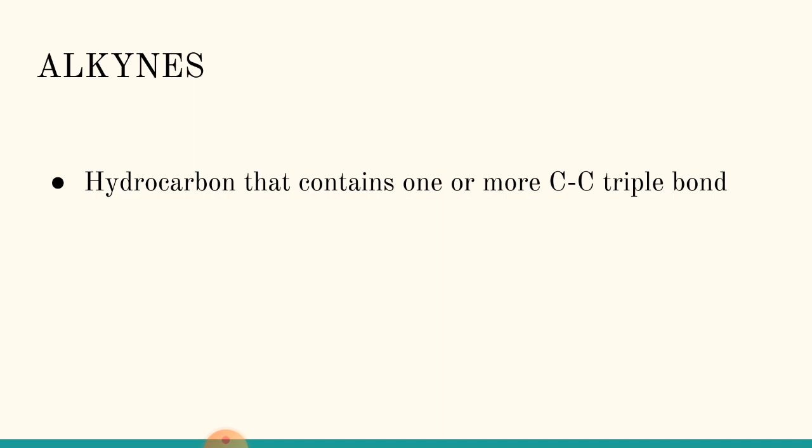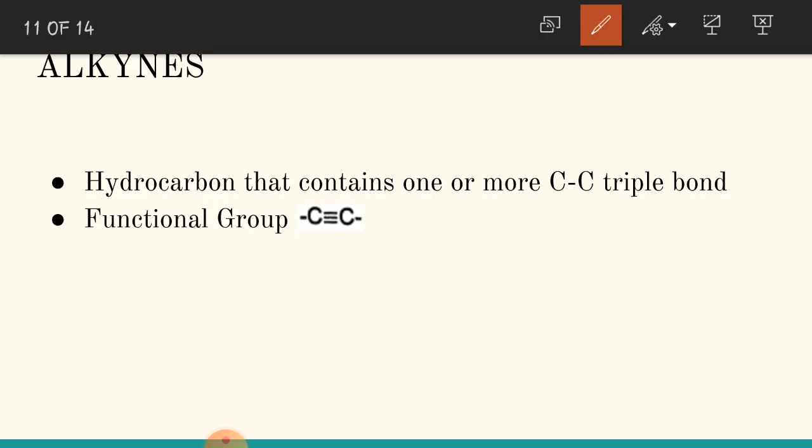Now for alkynes, we read that these are the hydrocarbons that contain one or more C-C triple bond. So the functional group in alkyne is C triple bond C. In the example of alkynes, the simplest case of alkyne is acetylene, now also called ethyne.